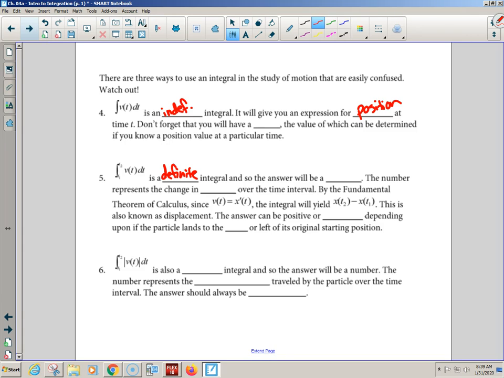Okay, so for position at a time t, don't forget that you will have a plus C. The value of which can be determined if you know a position at a particular time. If you know a clue, you can go find a plus C.